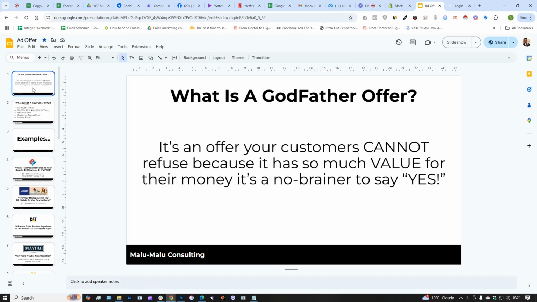Okay, so if you're running Facebook ads to an e-commerce business or to a lead generation business, please pay attention, because I'm going to show you how you can double, triple, or even quadruple the results that you're getting from your Facebook ads. And it's by making this one single tweak.